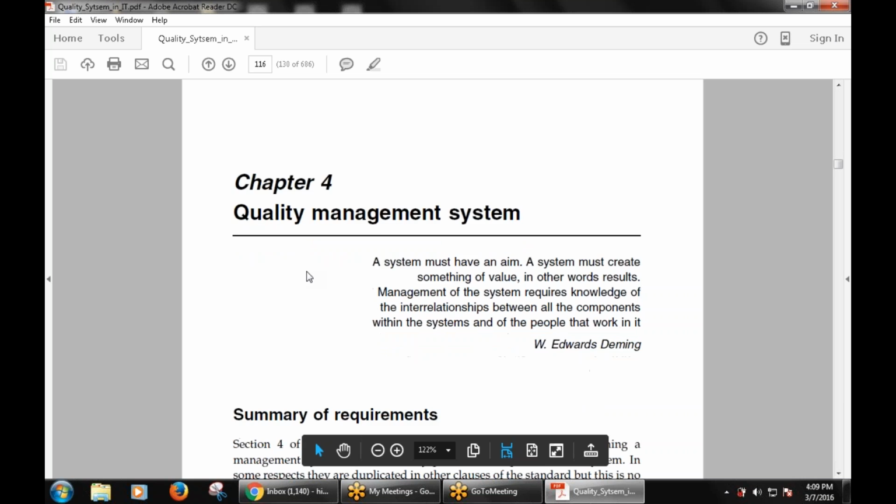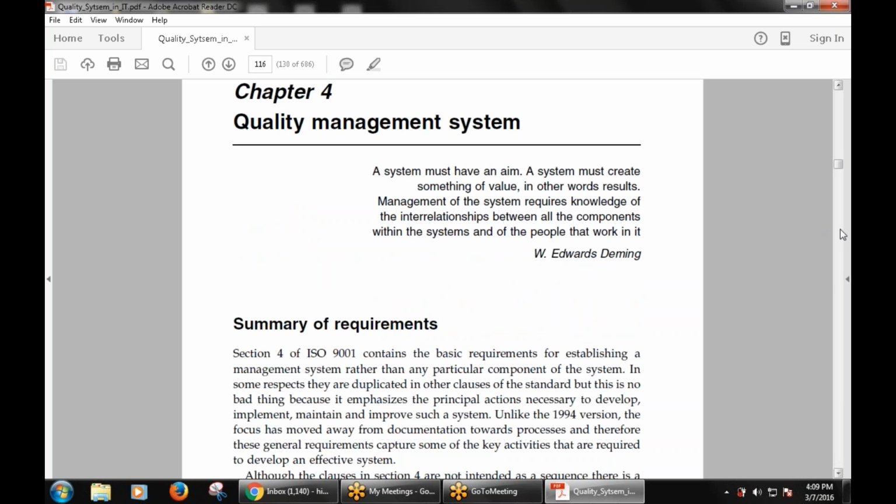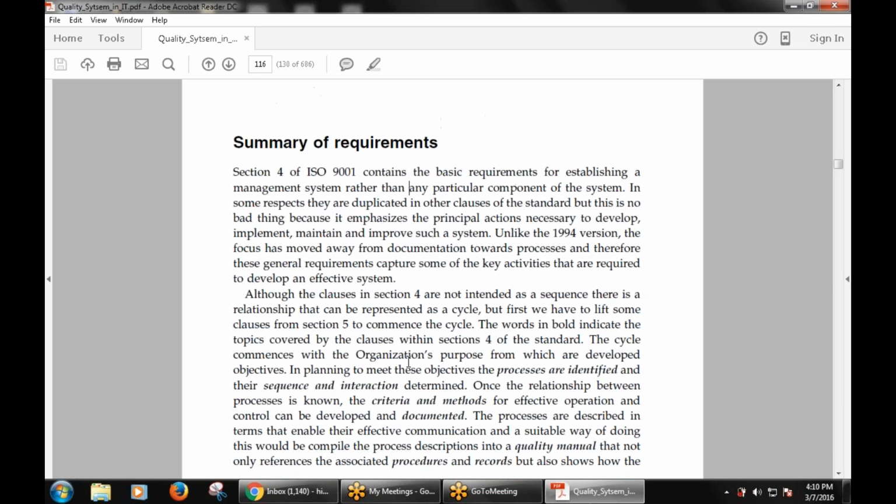Chapter number 4, the quality management system, we started in the last class, and there is a summary of the requirements that we have studied: what is the main requirement for establishing a management system used for a particular component of the system. For example, if I want to make any system, first of all I have to get the summary of the requirements, that is, what the user's requirements are, and how they are fulfilled, developed, processed and identified, with their sequence and interaction defined.